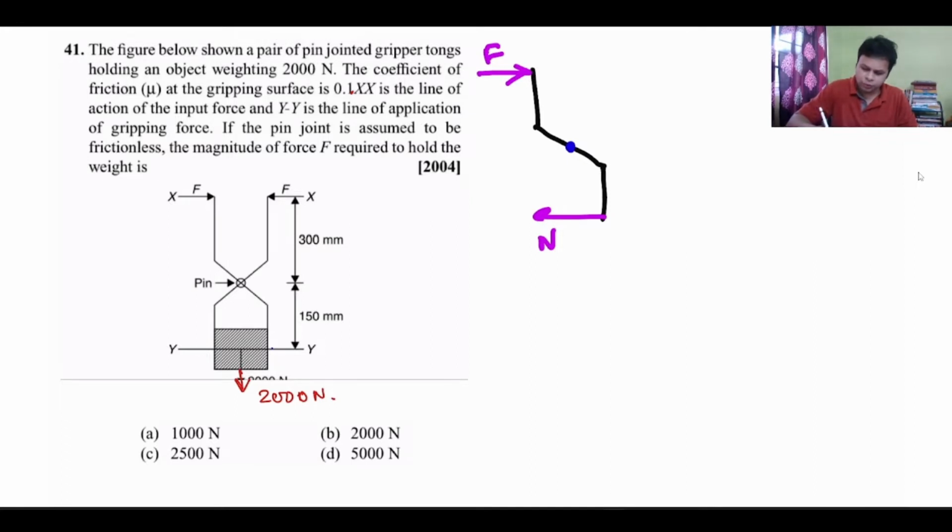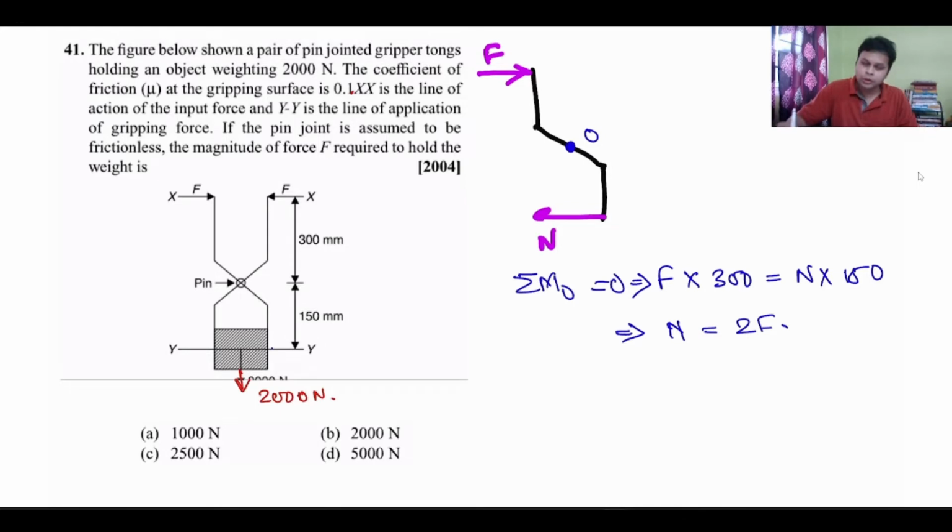If I take the summation of moments about point O, it should be equal to 0. So this implies force F multiplied by 300 should be equal to the normal reaction N multiplied by 150. So you can clearly see the normal reaction is 2 times the force.